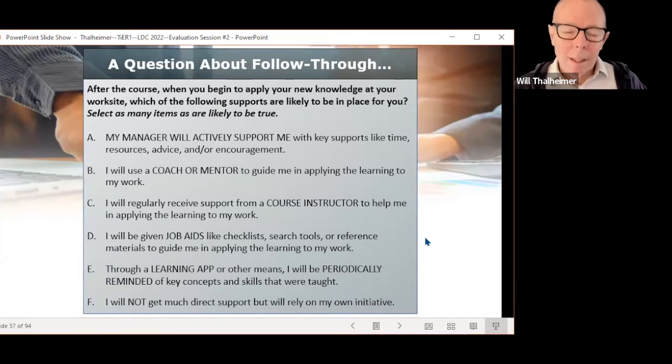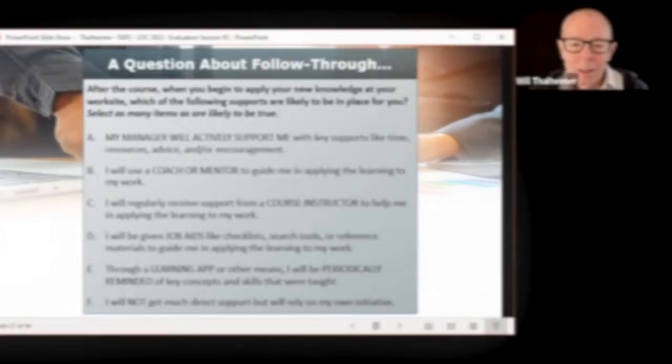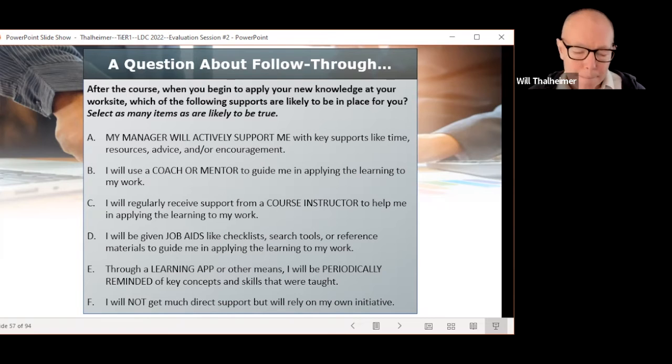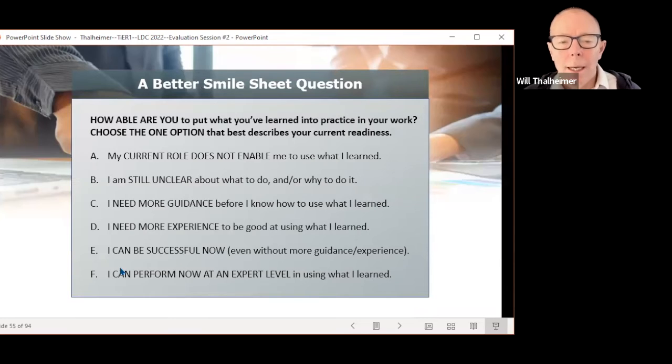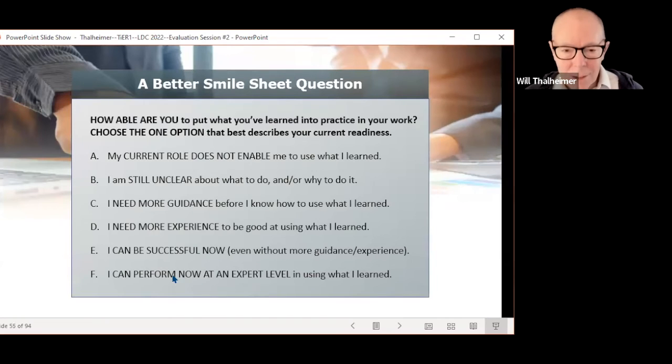Okay, here's another question that I like. I'll let you read through it. I'll tell you why I like it. Jane, you're asking a good question about "expert." Let me tell you what I'm doing there in general. I'm going to go back for a second. "I can perform now at an expert level." Whoops, trigger fingers. Okay, "I perform now at an expert level."